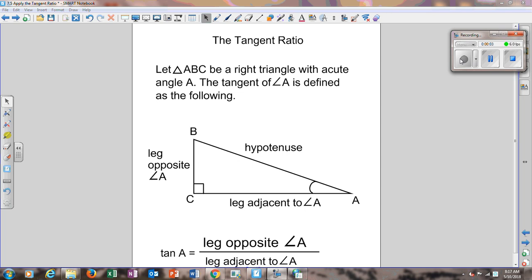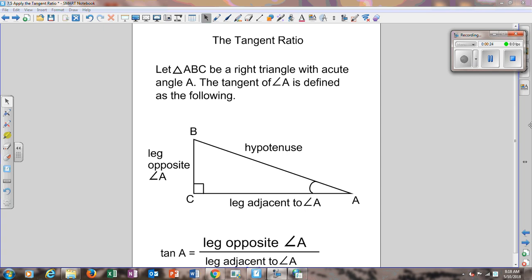Okay, today we're going to be looking at the tangent ratio. This is something you probably have never seen before, but it's not too hard to figure out. So let triangle ABC be a right triangle. That's the key. It's got to be a right triangle with the acute angle A. Then the tangent of angle A is defined as the following.